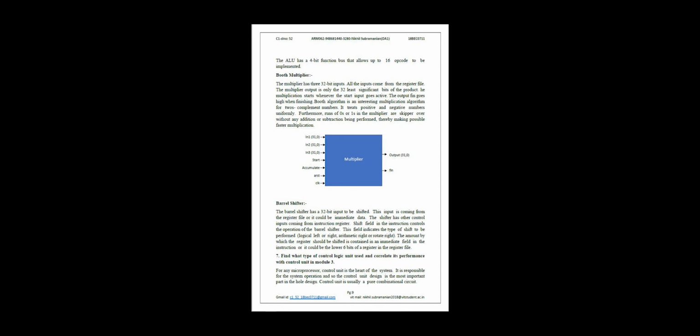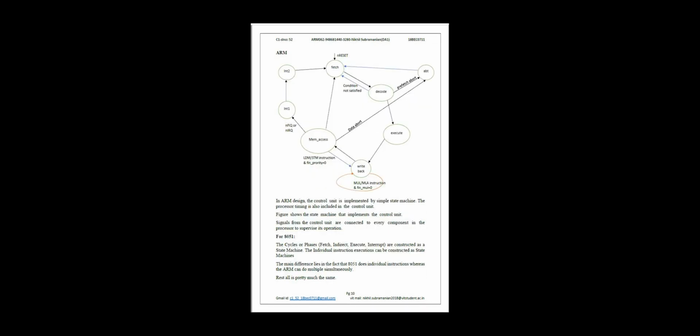Then comes the barrel shifter. This is basically a shifter which shifts the inputs left or right. It also takes in a 32-bit input and gives out another 32-bit output. If there's an excess bit which is shifted out of the 32-bit, this will be stored in the carry flag.